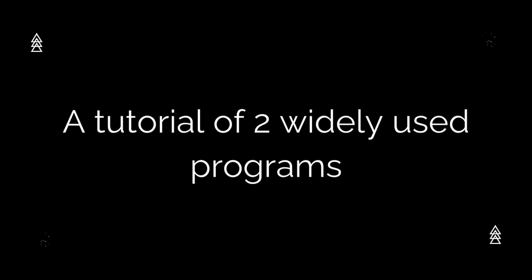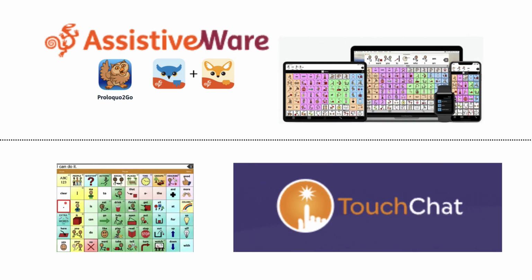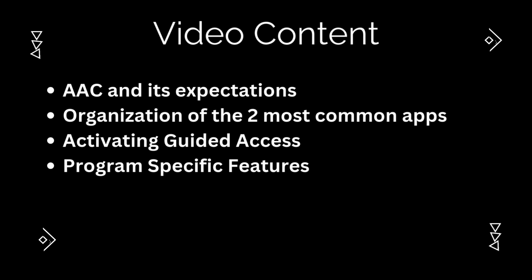In this video, we're going to go over two widely used programs. That's going to be Proloquo2Go and TouchChat. Within this video, we're going to go over what AAC is and its expectations, as well as the organization of those two common apps, and then activating guided access with the iPads and program-specific features.